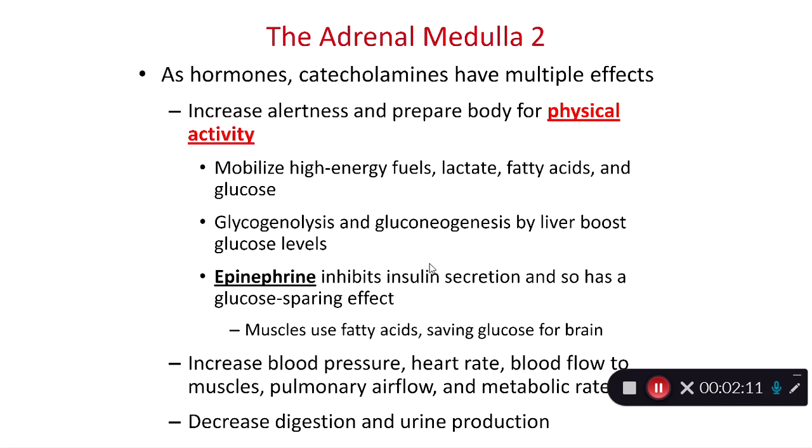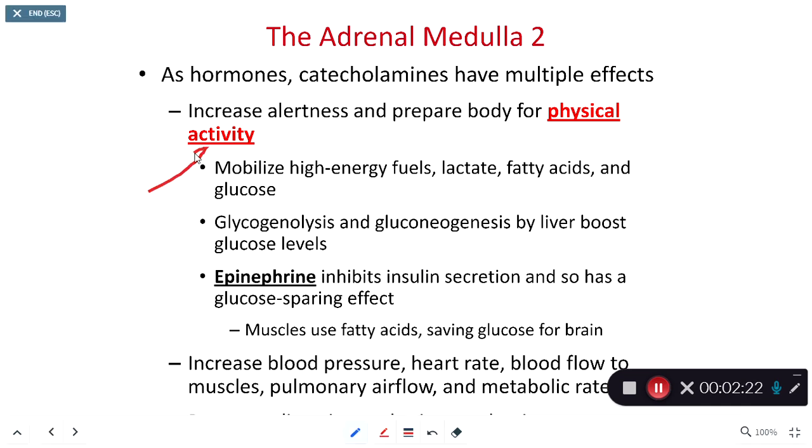Now, as we look at these catecholamines, the adrenaline and noradrenaline in our bodies, there are lots of effects. We're going to have increased physical activity, or the preparation for increased physical activity. It's the fight or flight response. We need to get ready to have a fight physically or to run away physically. So we're going to mobilize high energy fuel sources like carbohydrates. They're going to be dumped into the bloodstream.